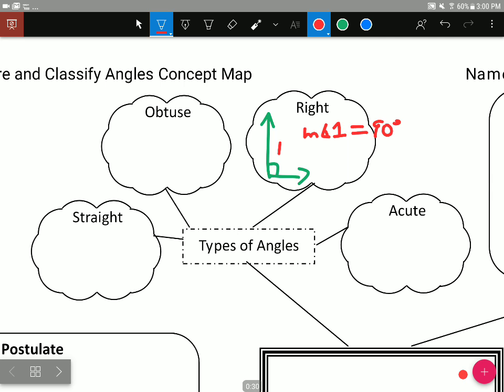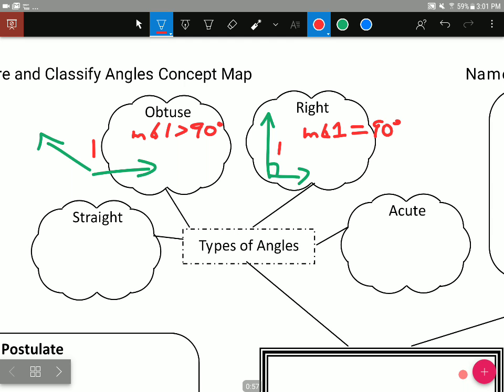Okay? What about an obtuse angle? What do we know about an obtuse angle? It's more than 90. So something that looks more like this. All right? So we'll call that angle 1 again. So this time, the measure of angle 1 is greater than 90 degrees. Not 9 degrees, 90 degrees.